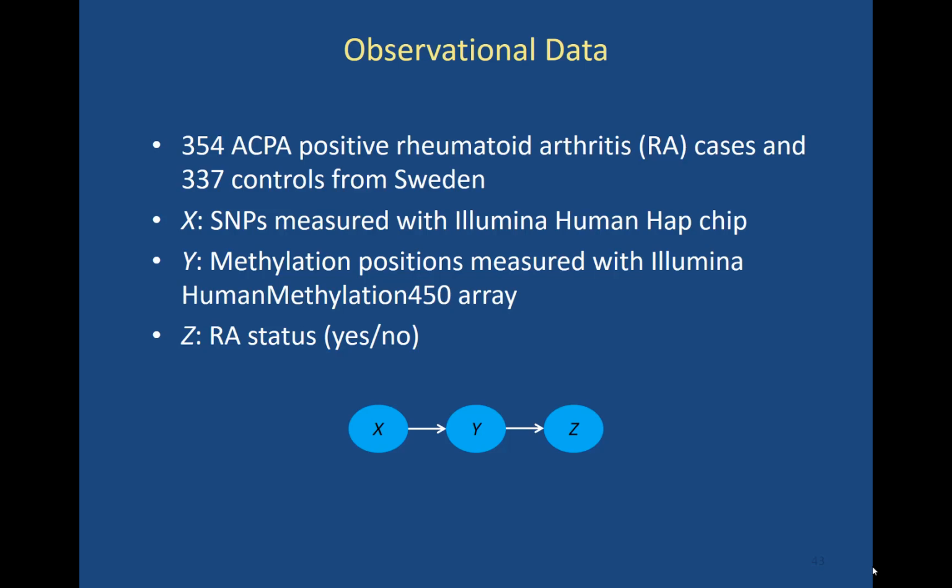X represented SNP measurements from the Illumina HumanHap chip. Y represented methylation positions measured with the Illumina HumanMethylation450 array. And the Z variable represented rheumatoid arthritis status, either present or absent.